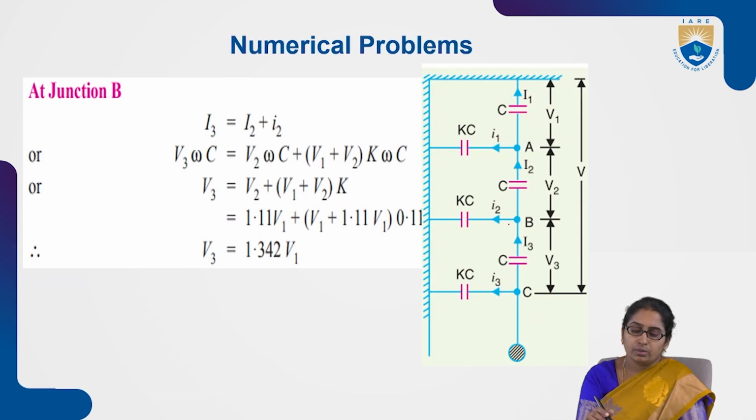Similarly at junction B, apply KCL. Capital I3 is equal to capital I2 plus small i2. Capital I3 is given by V3 into omega C, and capital I2 is V2 into omega C. Small i2 is V1 plus V2 into K omega C. It is directly written in terms of K and C. So substitute, and we already know V2 is 1.11 V1. So V3 is given only in terms of V1, 1.342 V1.